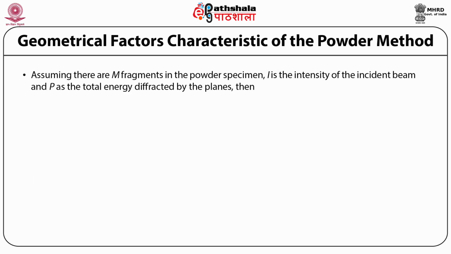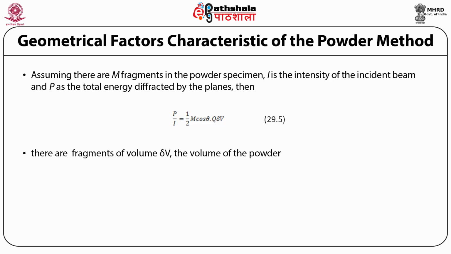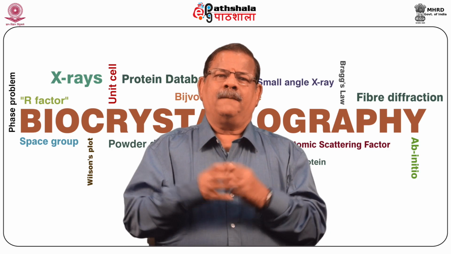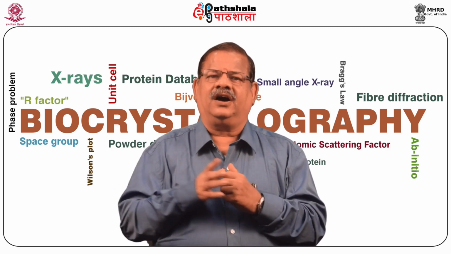Assuming there are capital M fragments in the powder specimen, I is the intensity of the incident beam and P is the total energy diffracted by the planes, then the ratio P over I equals half times M cos theta times Q delta V, where there are fragments of volume delta V. The volume of the powder will be V, so P over I equals half times cos theta times Q times V, as given by 29.6. Now let us consider the effects of multiplicity and measured arc length.